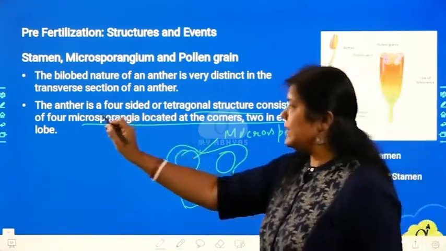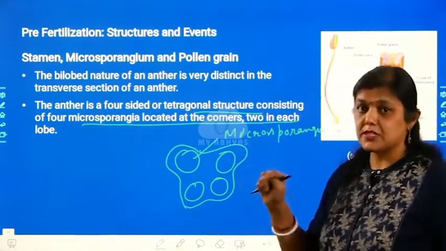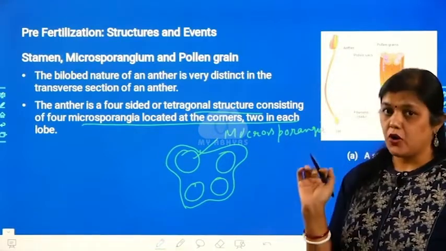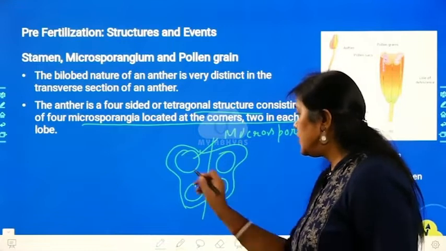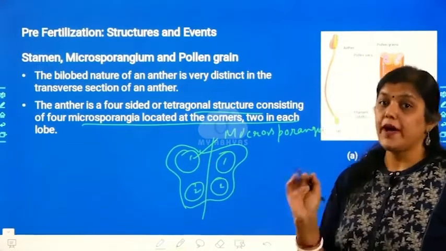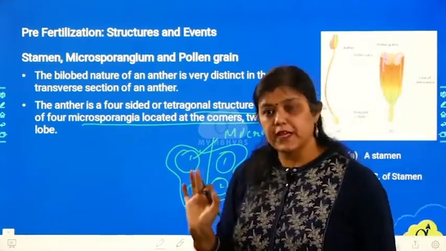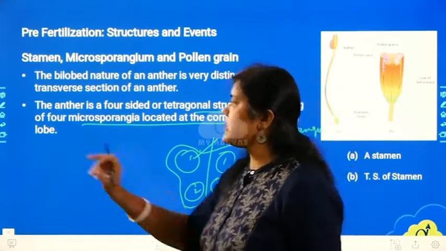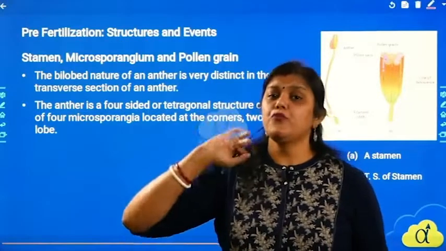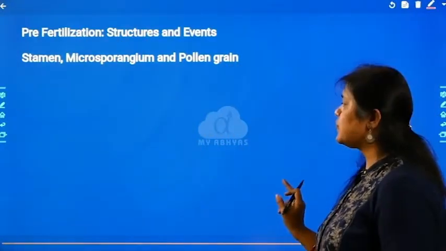Clear? So, the anther has a 4-sided or tetragonal structure consisting of 4 microsporangia located at the corner, 2 at each lobe. You can see 1 and 2 over here, 1 and 2 over here. 2 at each lobe. That's exactly the same thing as in the picture. Clear? So, a bilobed nature is very common, and when we see the transverse section, we see a tetragonal structure with 4 microsporangia.